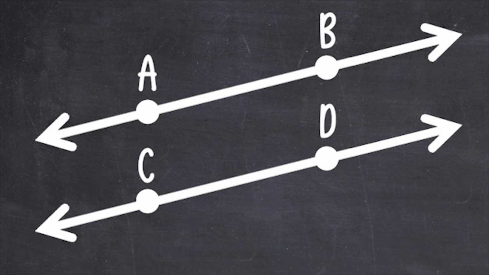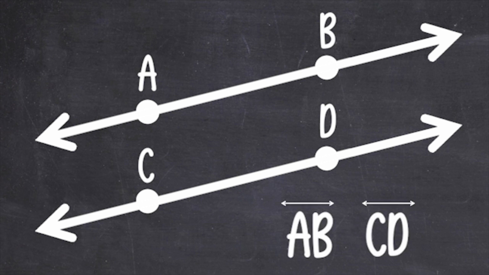To write this down, we write the labels for lines AB and CD and put two vertical bars in between the two labels. To make this clear in a diagram, people often draw arrowheads in the middle of both lines.